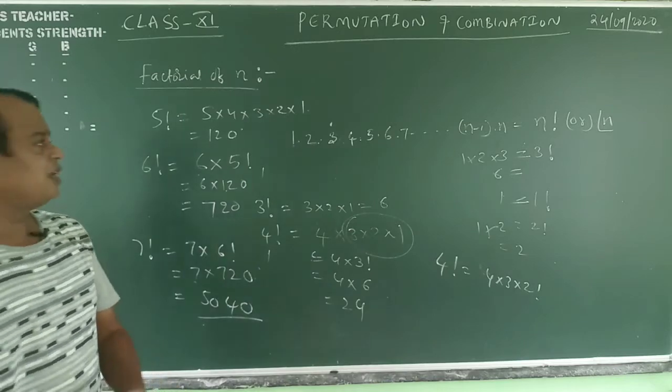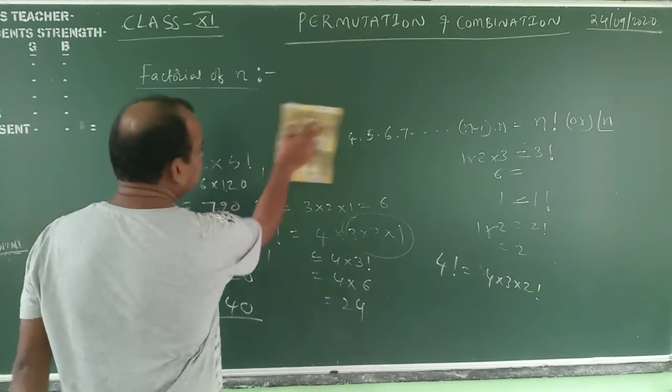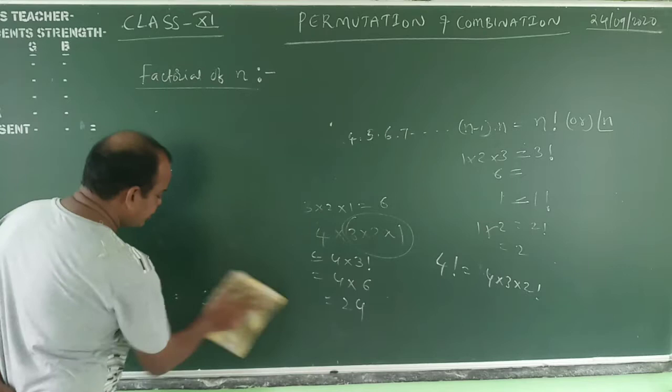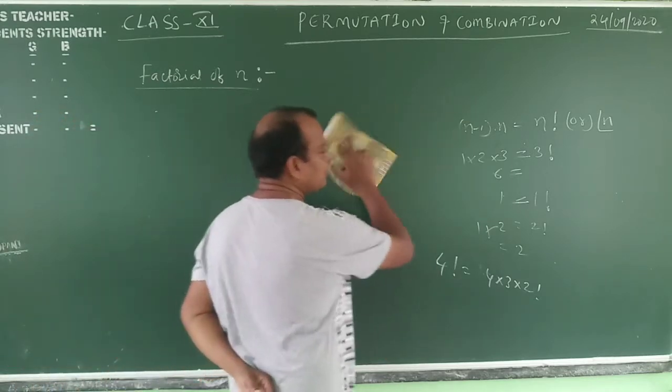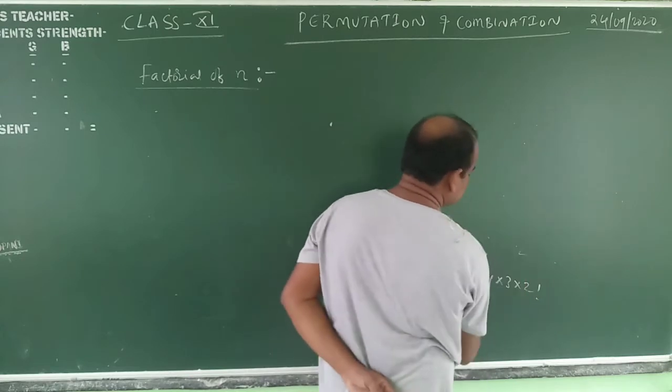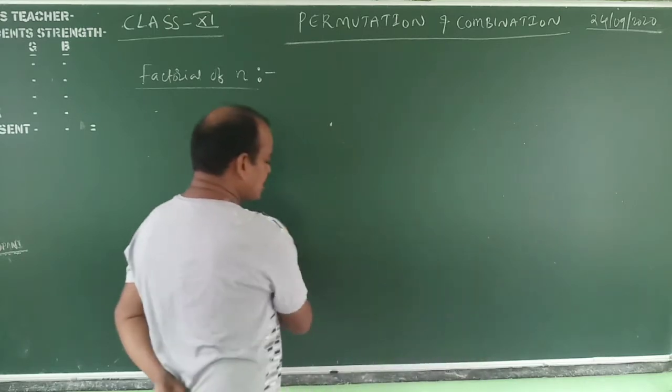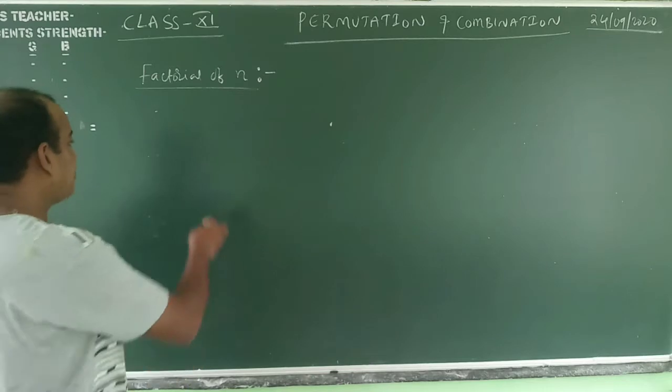The factorial of n means the continued product of the natural numbers. That is, n factorial is equal to the product of the natural numbers from n to 1. Okay, my dear students, what is the meaning of n factorial?